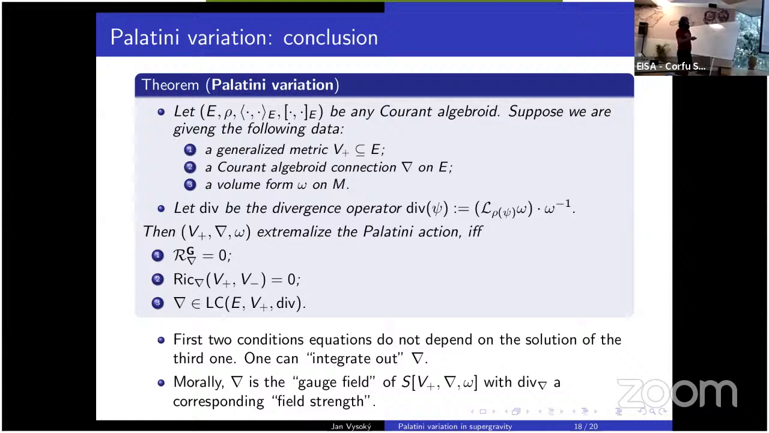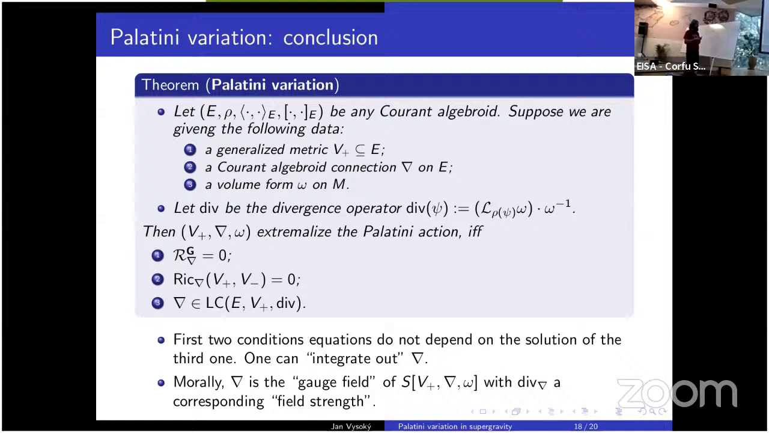the divergence operator is this one using just the volume form, and then V plus, nabla, omega extremalize the Palatini action if and only if... So these are the first two equations of motion, and this is the third one saying that our connection nabla has to be Levi-Civita with respect to V plus satisfying this divergence condition. So this kind of confirmed that our by-hand assumption about the connection was right.